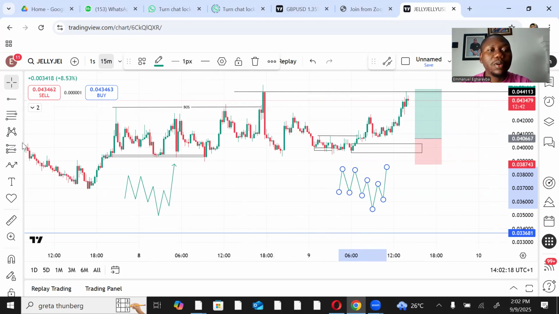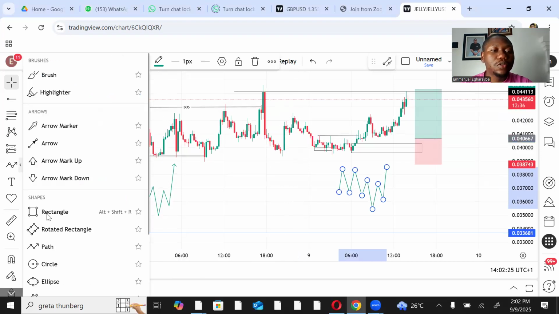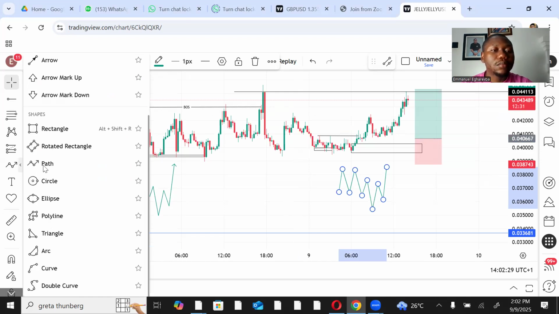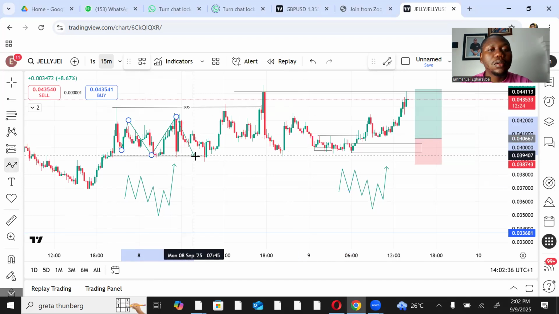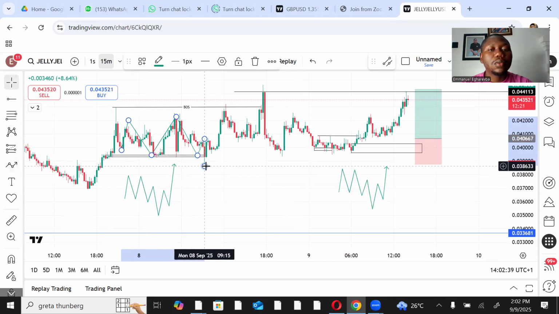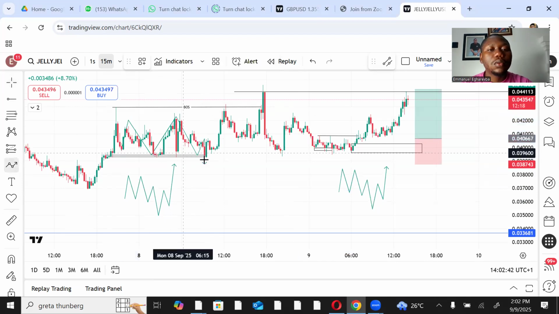You can see there's no sell block here. There's no sell block because price was already mitigated. Now, I'll use my path tool to just show you what I'm saying. Look at this. Can you see? Sweep. And then move. This is one.